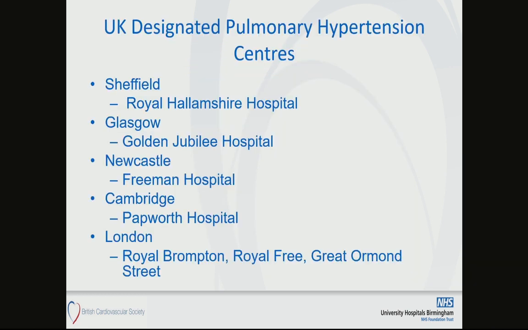So how do we manage it? Within the UK, these are the designated pulmonary hypertension centres. As I said, I work with Sheffield and the Royal Hallamshire Hospital. There's Glasgow, Freeman in Newcastle, Papworth, and then within London, there's the Royal Brompton, the Royal Free that does the rheumatological conditions, and Great Ormond Street for the children.